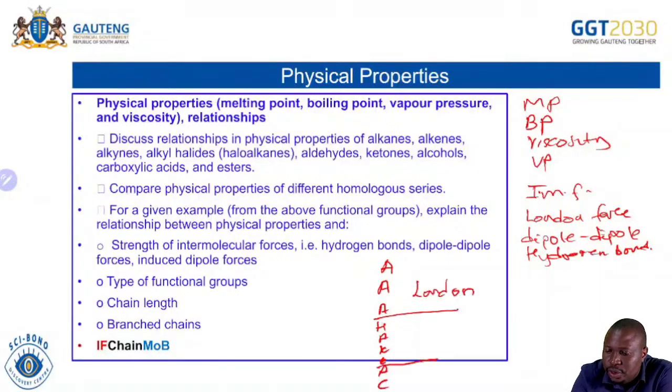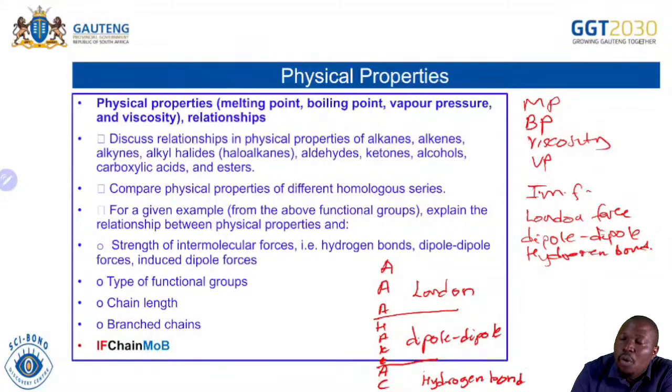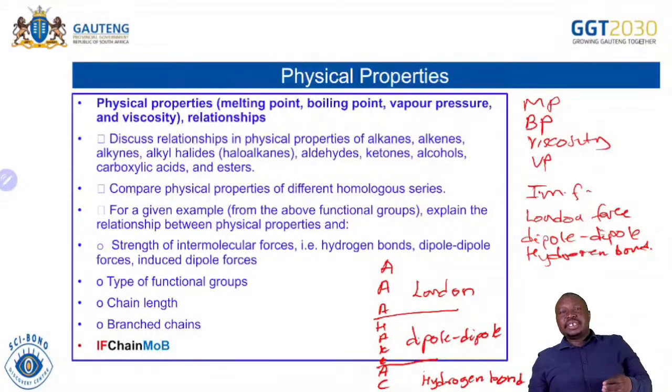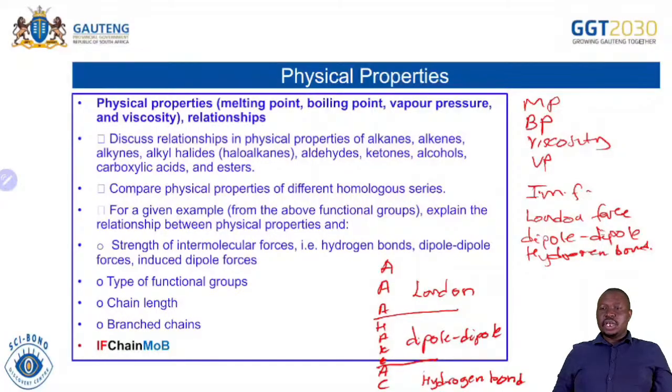Your Hague, which are haloalkanes, aldehydes, ketones, and esters, have dipole. These ones have dipole. Your alcohols and carboxylic acids have hydrogen bonds. You must know that alcohols have one side of hydrogen bond, so an alcohol can form 1 hydrogen bond, but a carboxylic acid can form 2 hydrogen bonds. So carboxylic acids are the strongest because they form 2 hydrogen bonds.